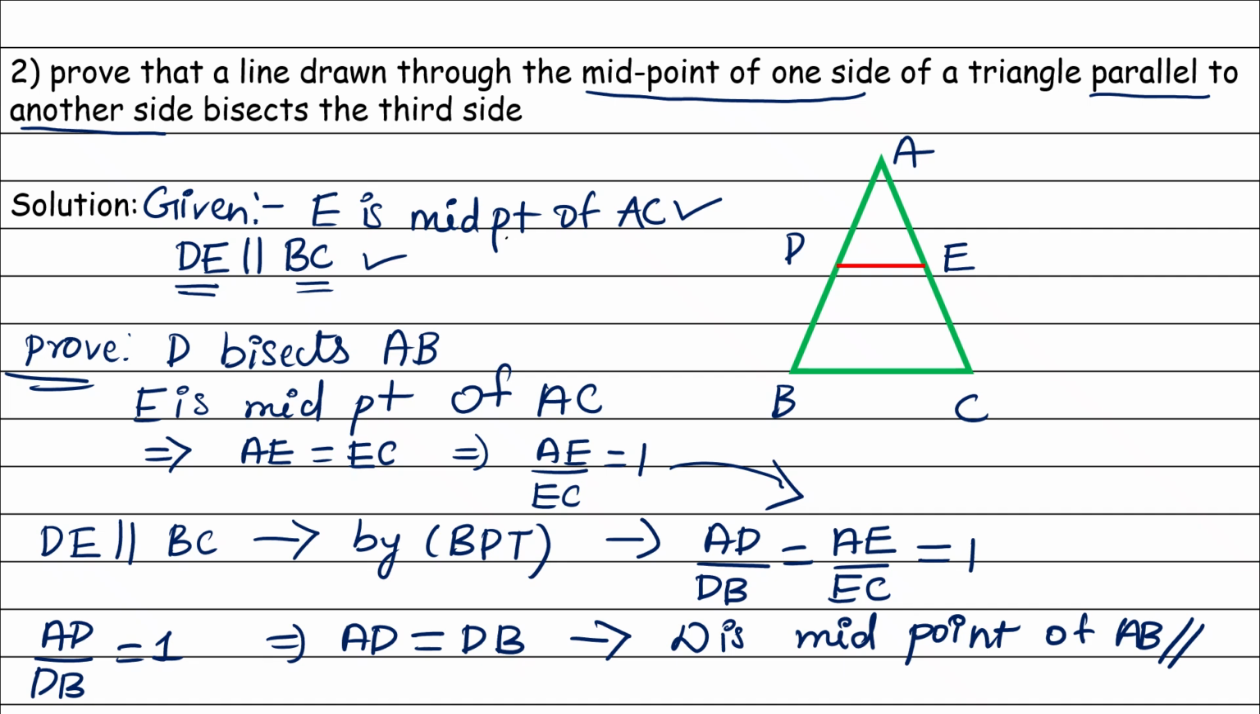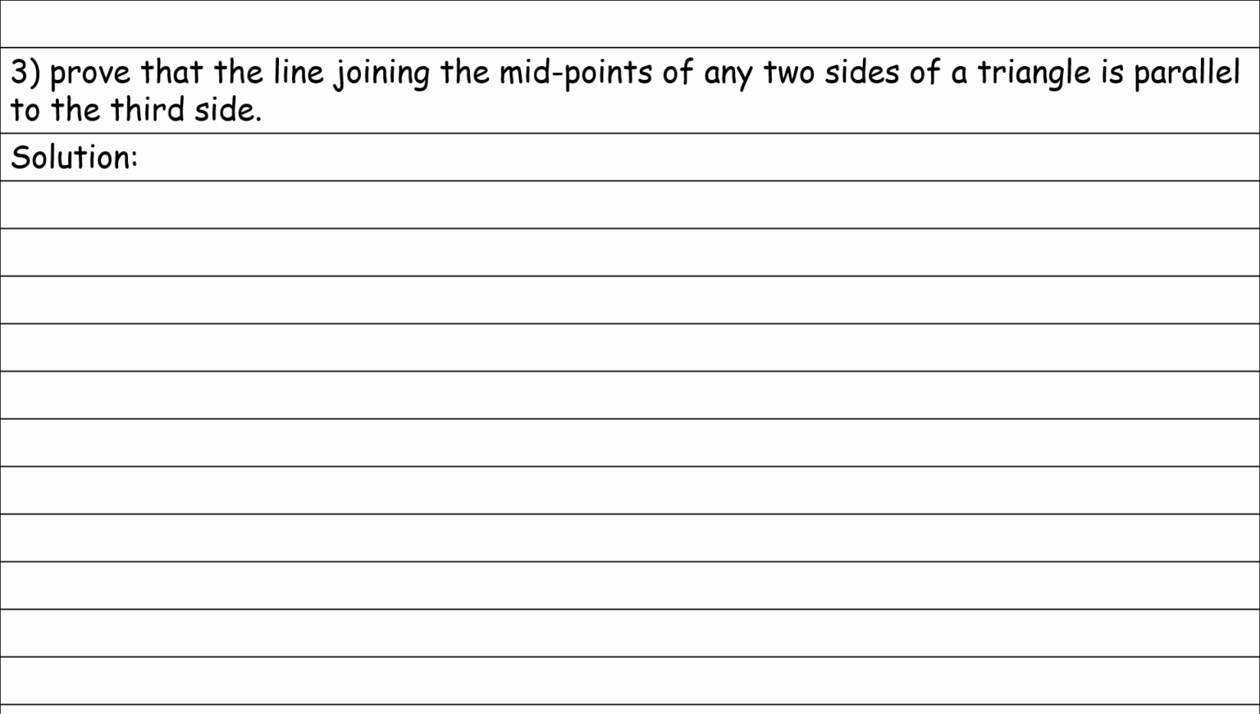So let's just see the next problem. Here is another problem which is nothing but an application of converse of basic proportionality theorem. They have given: prove that the line joining the midpoints of any two sides of a triangle is parallel to the third side. That is, there is a triangle and there is a line joining midpoints. So mark this triangle as A, B and C, and these points as D and E.